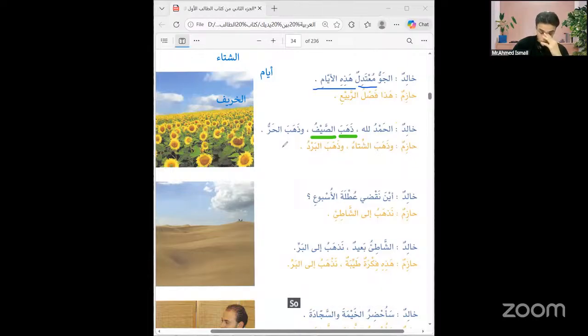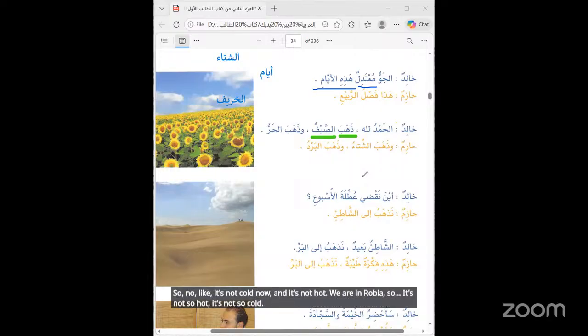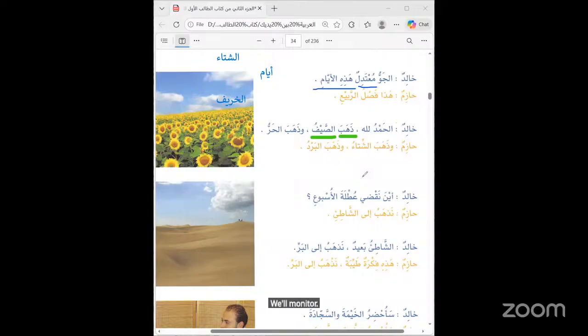Then the other person, Hazim, said وذهب الشتاء وذهب البرد. So الشتاء also went, and البرد, the cold, also went. So it's not cold now and it's not hot. We are in Rabi'a, so it's not so hot and not so cold. It's just normal. It's معتدل. Yeah, معتدل.